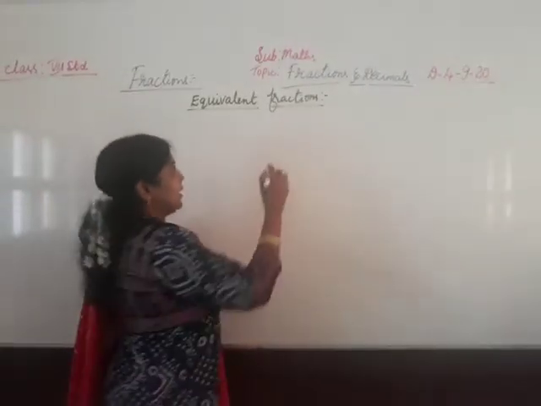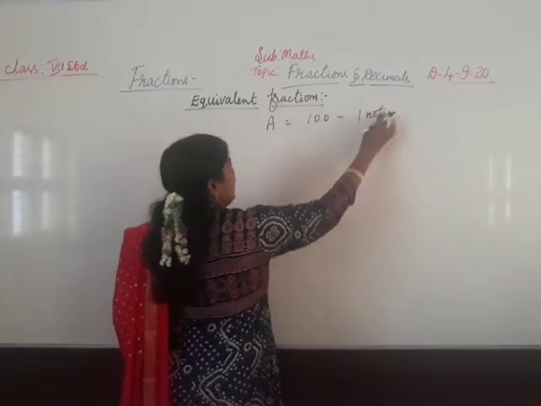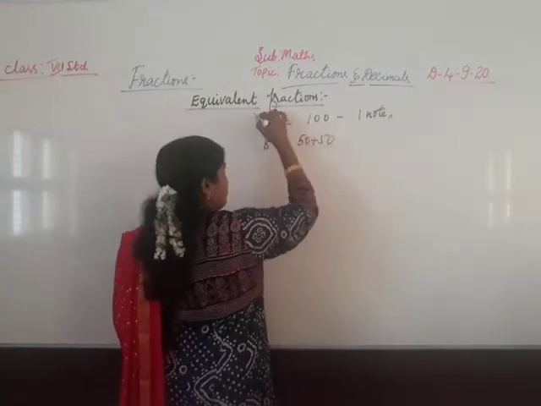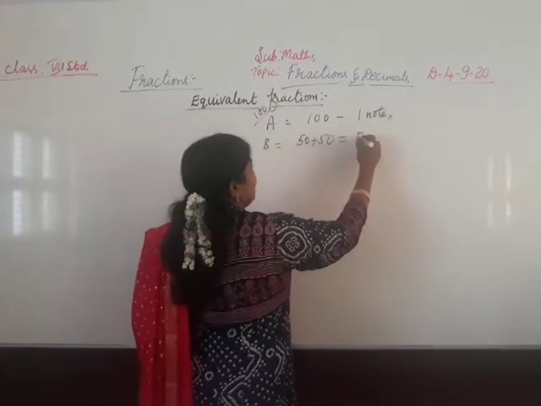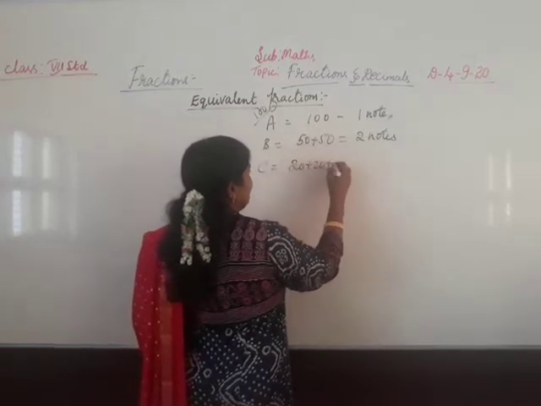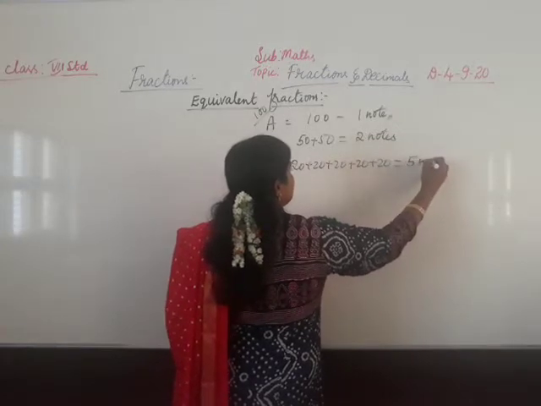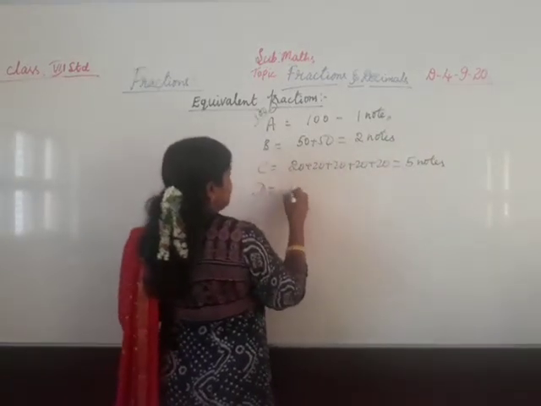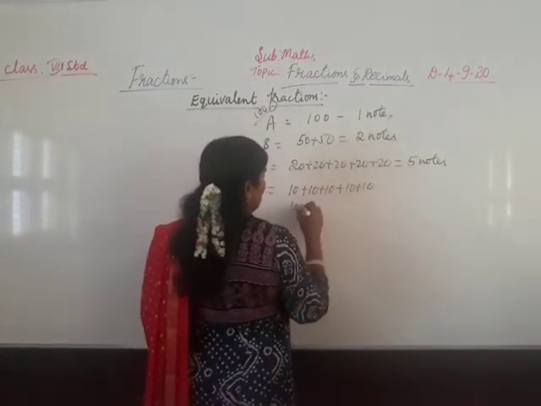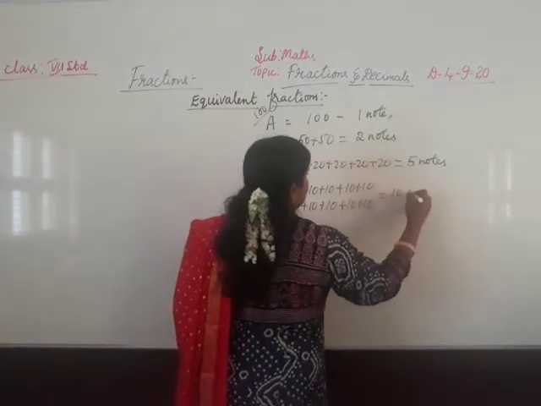One boy, A, is having 100 rupees, one note. B is having 50, all are having 100 rupees only, and he is having 2 notes of 50. C is having 20 plus 20 plus 20 rupees notes. How many is he having? 5 notes. And D has 10. How many notes? 10 notes. Do you remember this?